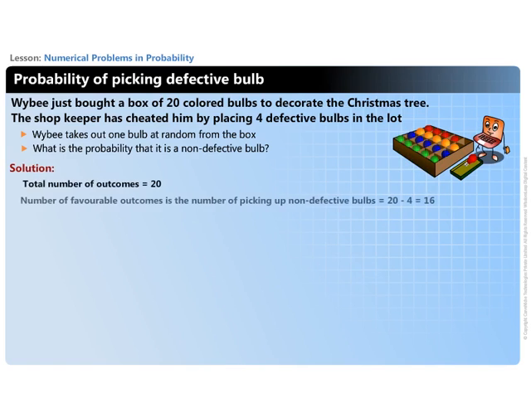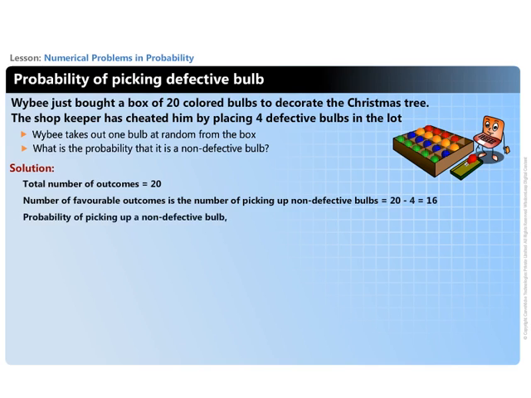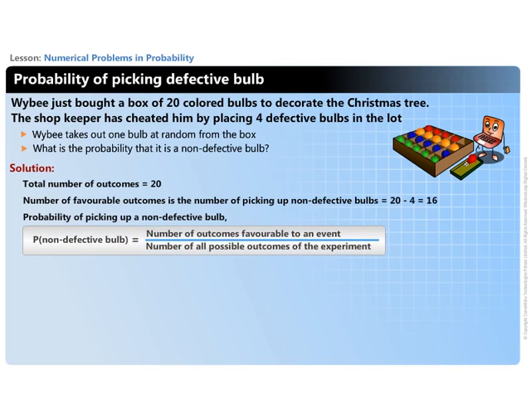Total number of outcomes is equal to 20. Number of favorable outcomes is the number of non-defective bulbs, that is equal to 20 minus 4, which is equal to 16. Probability of picking up a non-defective bulb is equal to the number of favorable outcomes divided by the total number of outcomes. Probability of picking a non-defective bulb the first time is equal to 16/20, that is equal to 4/5.